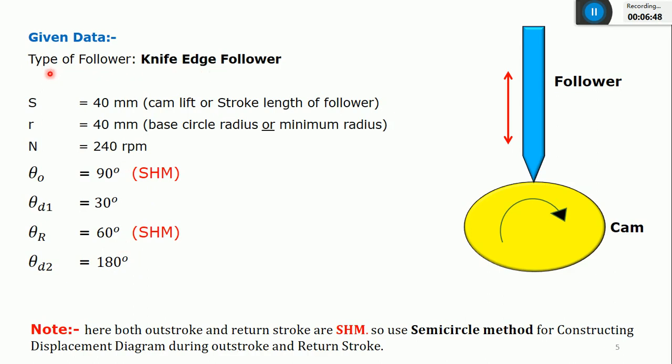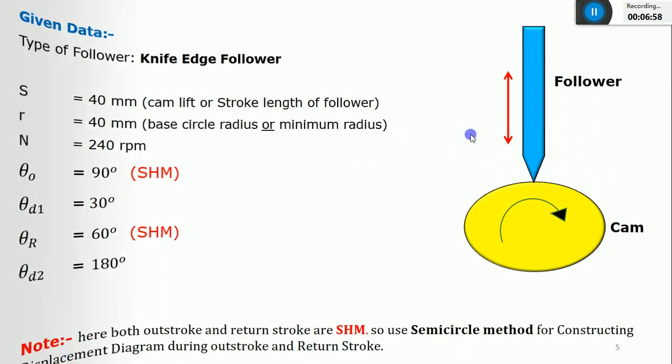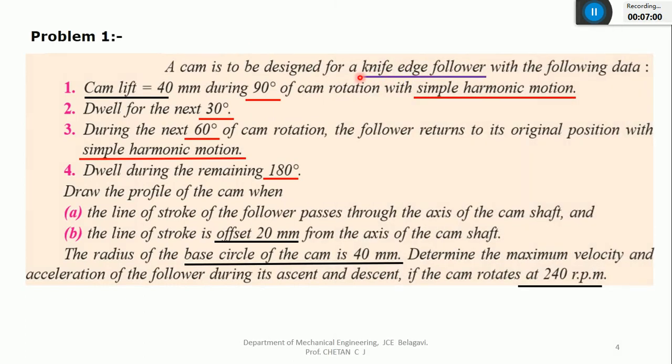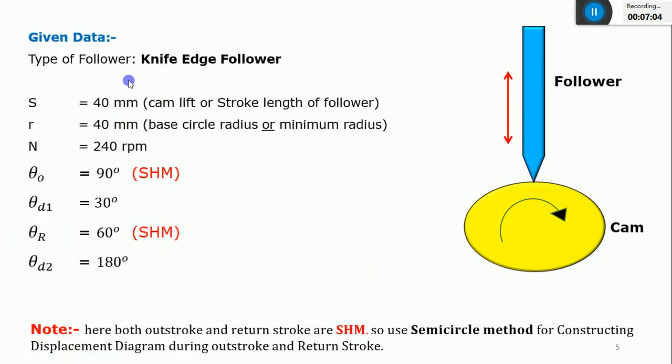First, you have to decide what type of follower is given in the problem. Whether it is a roller type or a knife edge type. Okay, so anyone, which kind of follower is this? In the problem it is mentioned, you can see here. So the type of follower you have to design is a knife edge follower, right? So first I'll write the type of follower as a knife edge follower.